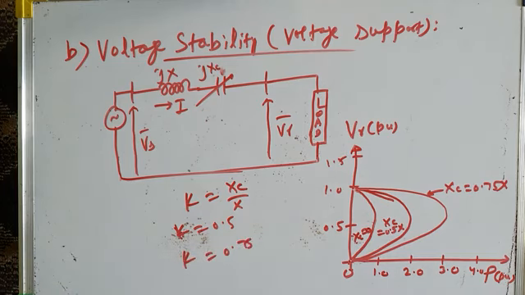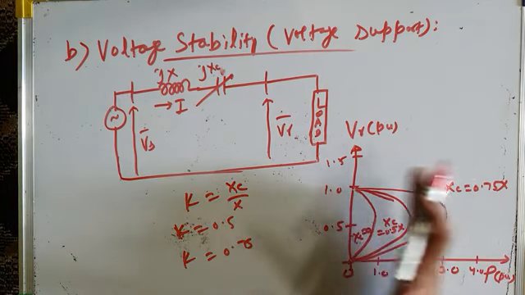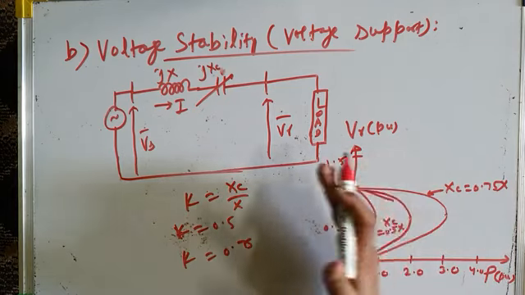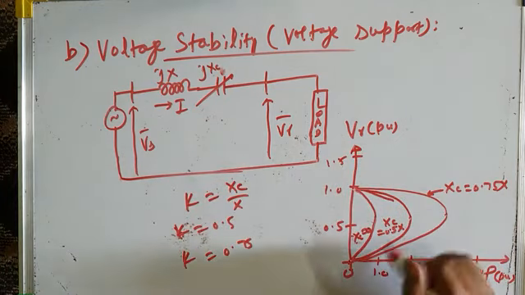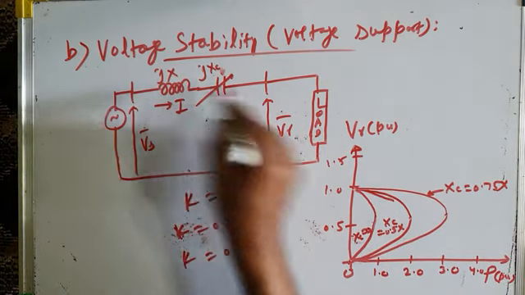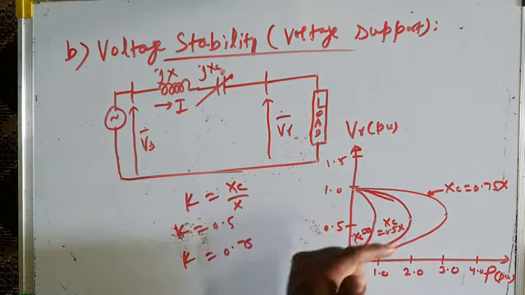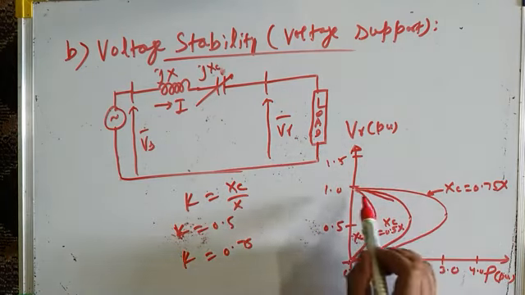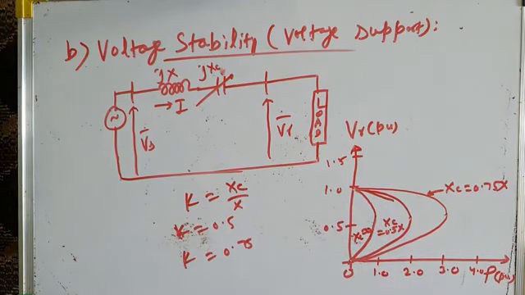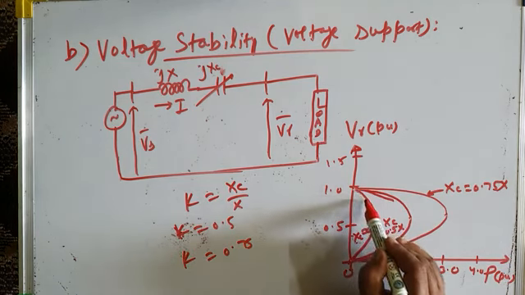So higher the degree of series compensation, the nose point, which represents the voltage instability, you can see it is substantially or appreciably shifted towards the right. So higher the degree of series compensation by providing the series capacitive reactance in series with the transmission line, the farther and farther this nose point will move towards the right, and hence it will improve the voltage stability of the transmission system.